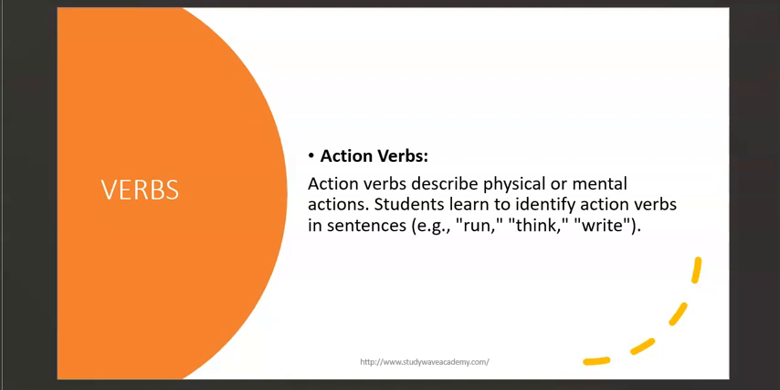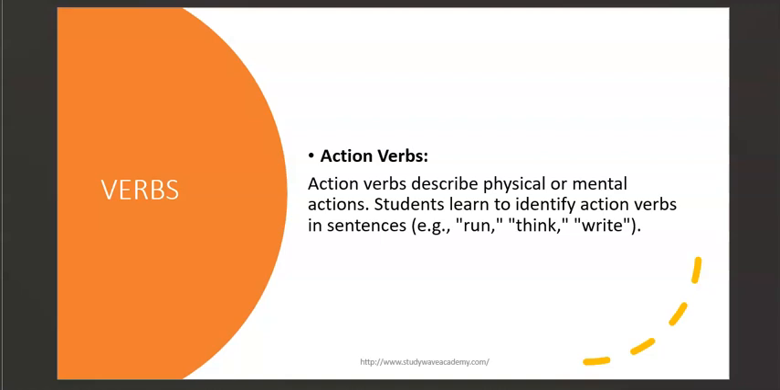When you're thinking, you're doing a mental action of thinking, okay? When you're running, you're doing a physical action of running. When you're writing, you're doing a physical action of writing. So you notice that we have action verbs here, okay? And I've given you examples: run, think, write. So that is one category of verbs.